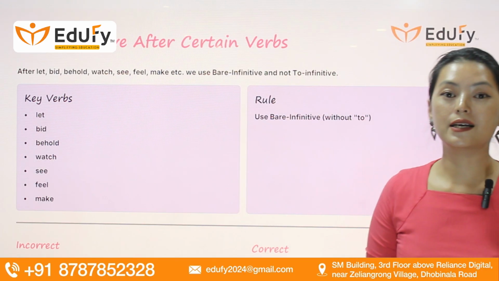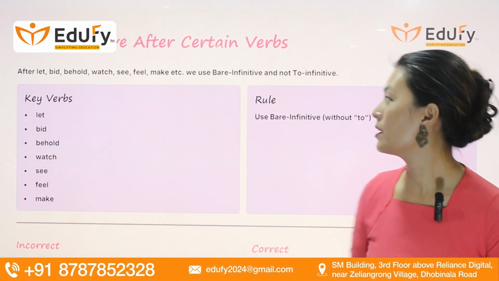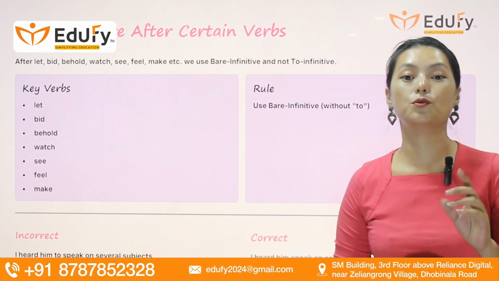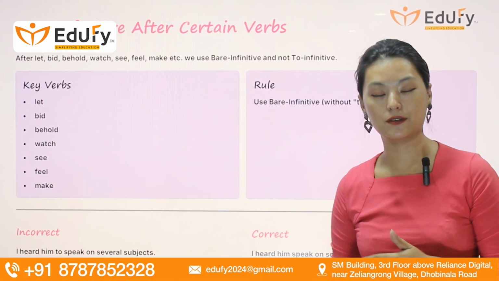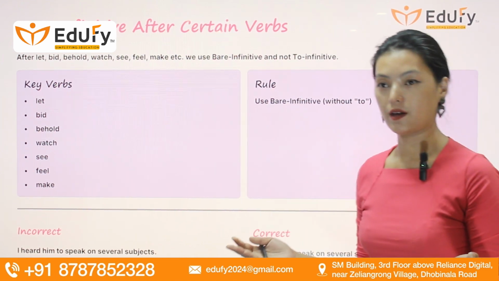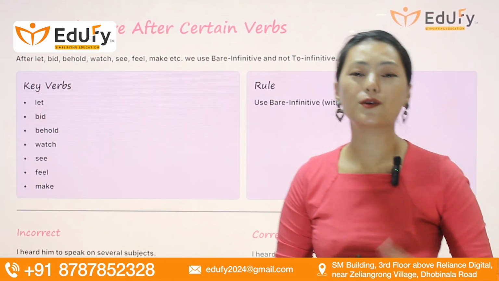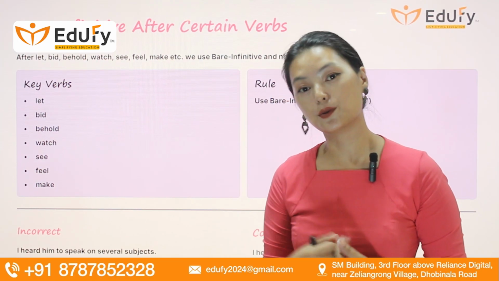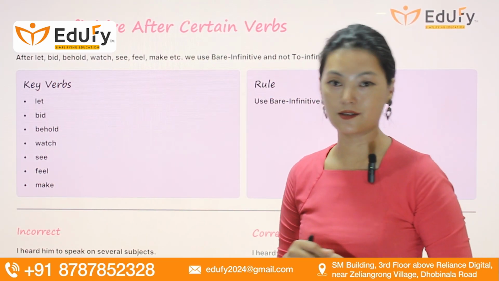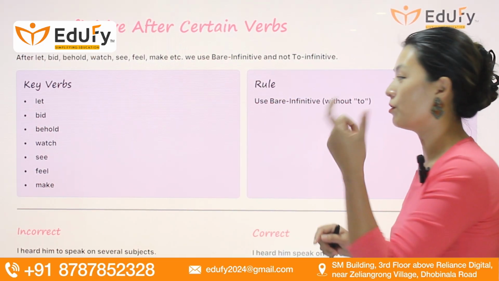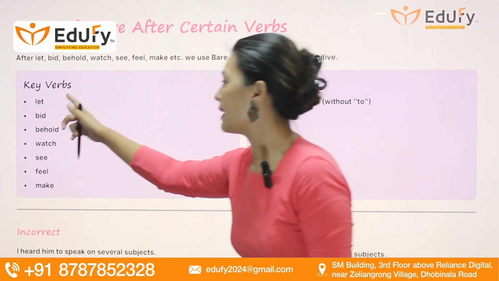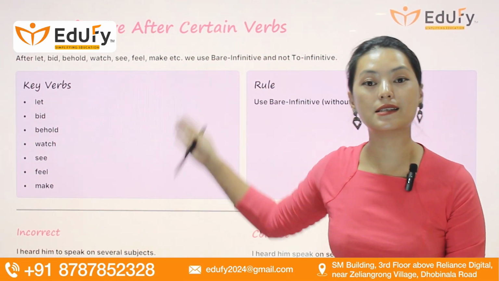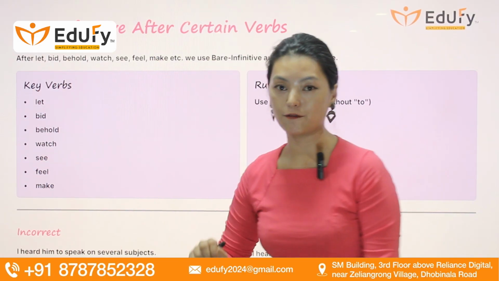The third one is bare infinitives. Bare infinitives after certain verbs. There are certain verbs that you will have to use bare infinitives. Now, infinitives we all know. To plus verb 1. But what is bare infinitives? Bare infinitives are basically when you remove the word to in the combination of infinitives, okay? So words such as let, bid, behold, watch, see, feel, make, etc. These are all what? Bare infinitives.